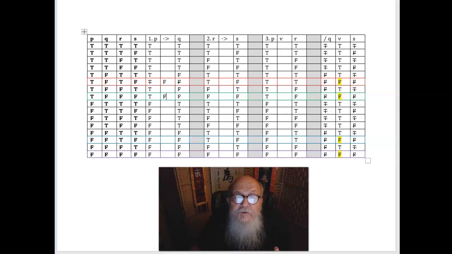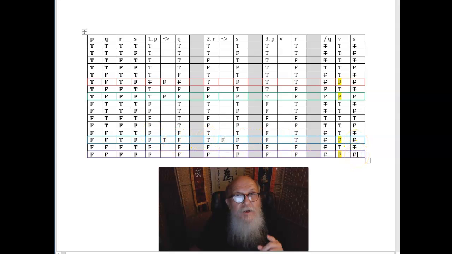True then false is false. Again, I don't have to worry about this line anymore because I can't have all true premises and a false conclusion. What about this one? False then false is true, but true then false is false. Once again, I can stop. Second premise is false. I can't have all true premises and a false conclusion.